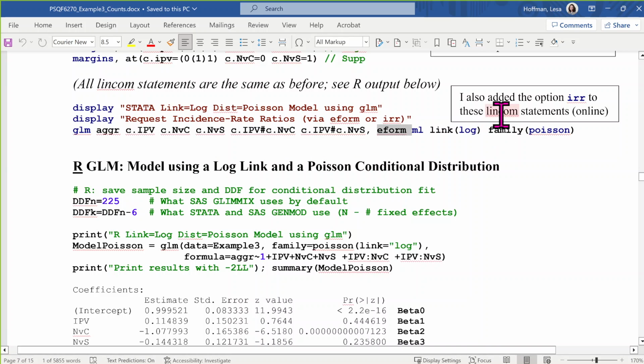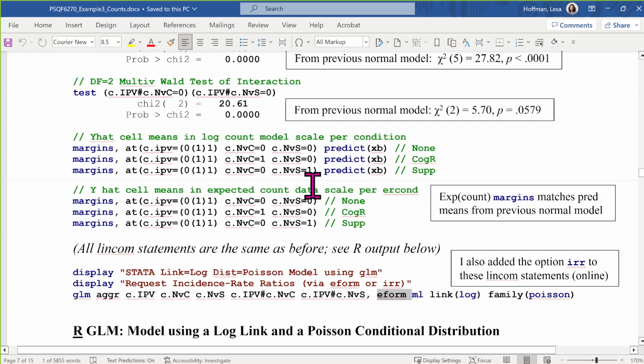In LINCOM statements, if you want those to be exponentiated, it's an option that is IRR, incident rate ratio, something like that. I forget what the R's are in that case, but the code online has examples of what that would look like. I didn't print it here since they're so voluminous.